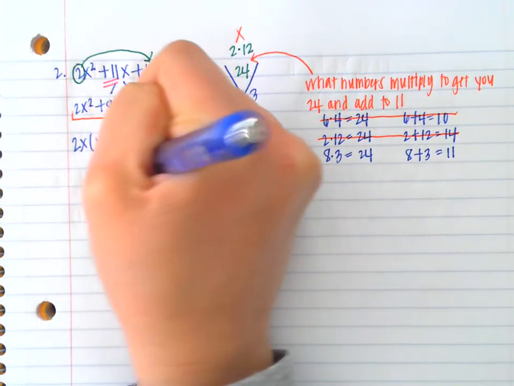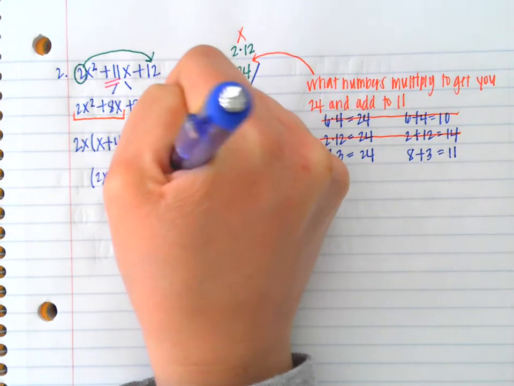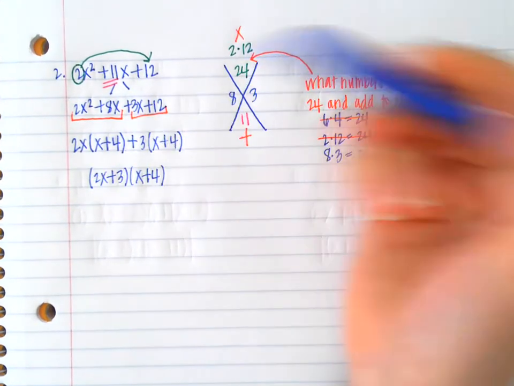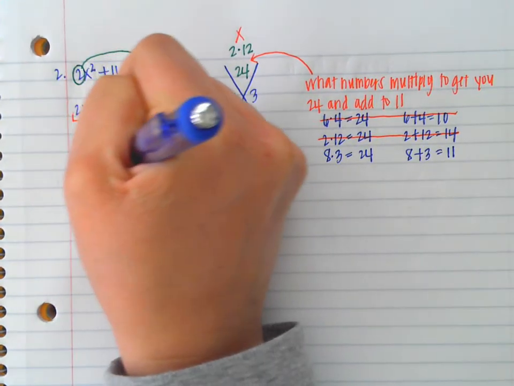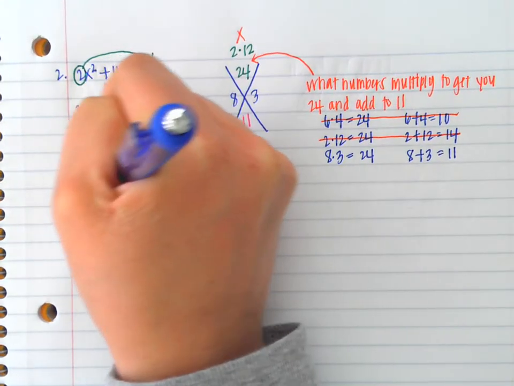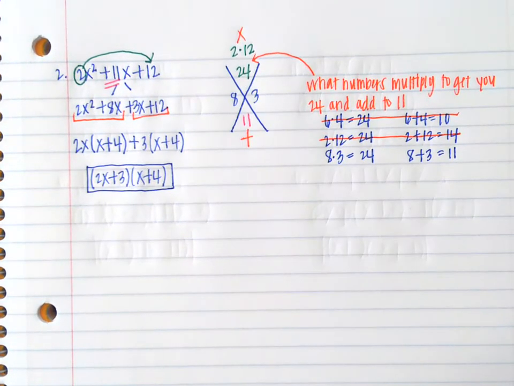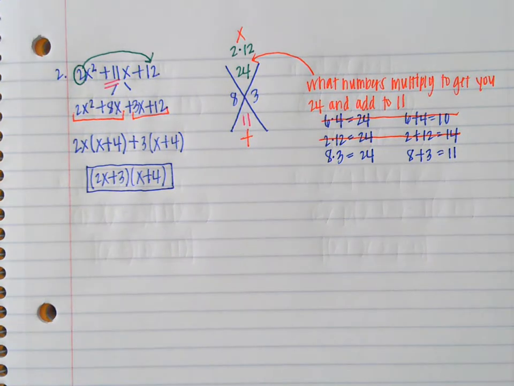2x plus 3 times x plus 4. Again, if you wrote it as x plus 4 times 2x plus 3, that's fine. Whichever order you want is totally fine. Remember, you guys can always check to make sure that you did it right by distributing.